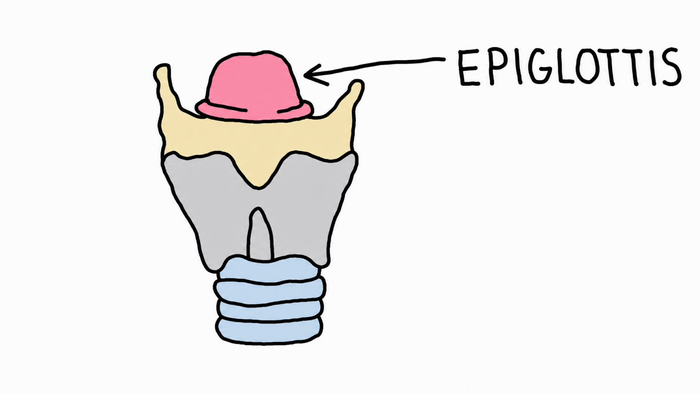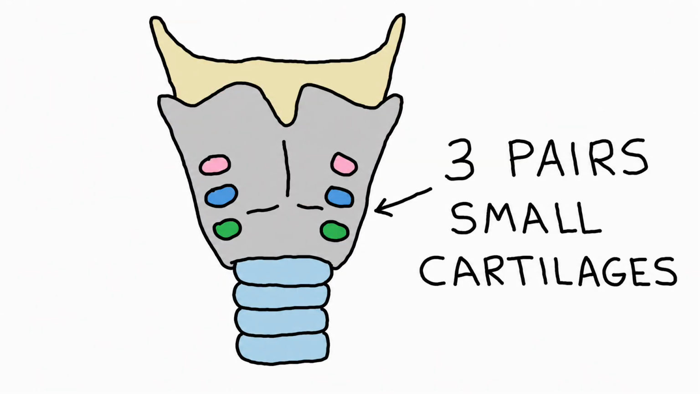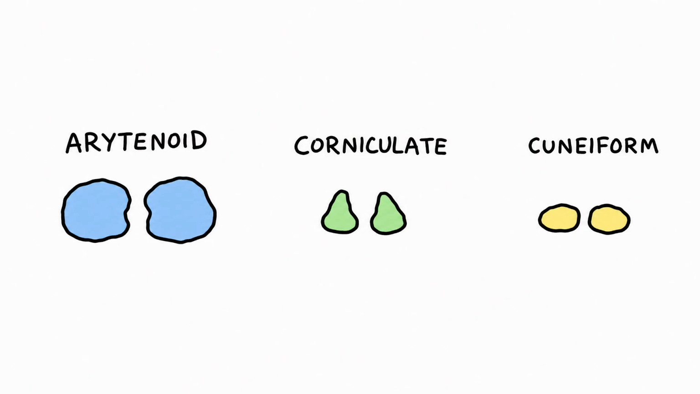And you have three pairs of small cartilages, and those are the arytenoid, the corniculate, and the cuneiform cartilages right here. The corniculate, arytenoid, and the cuneiform cartilages.